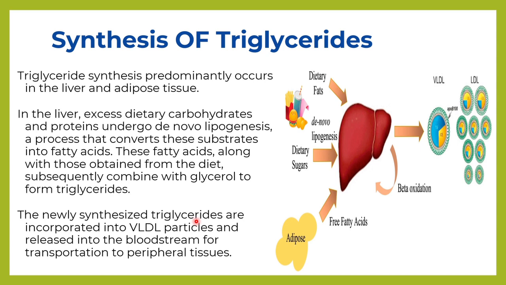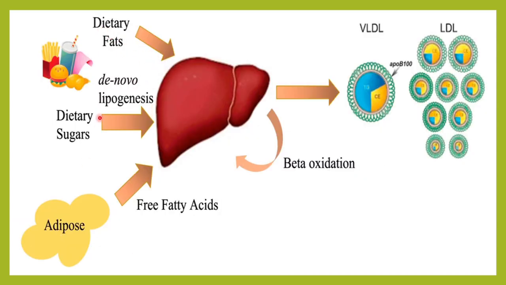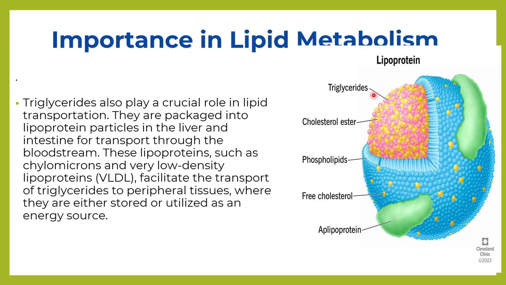And these fatty acids, along with the fatty acids which are obtained from the diet, subsequently will combine with the glycerol to form the triglyceride, and this will be carried with the help of VLDL, which is the main carrier of TG. Hence, increased VLDL, increased TG, both are dangerous to us. So this is how it is. The dietary fat, and the excess sugars and proteins are also converted into fatty acid, and then they will combine with the glycerol to form TG, and they are carried by the VLDL molecules. Triglycerides are transported with the help of these lipoproteins.